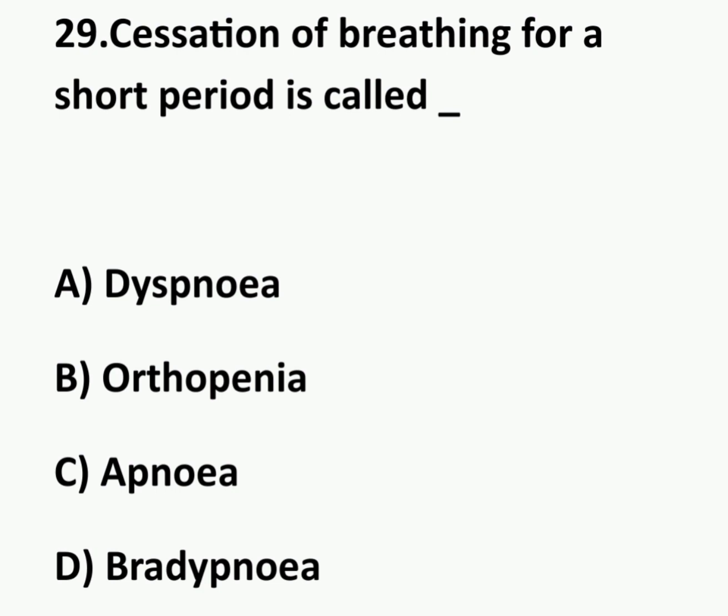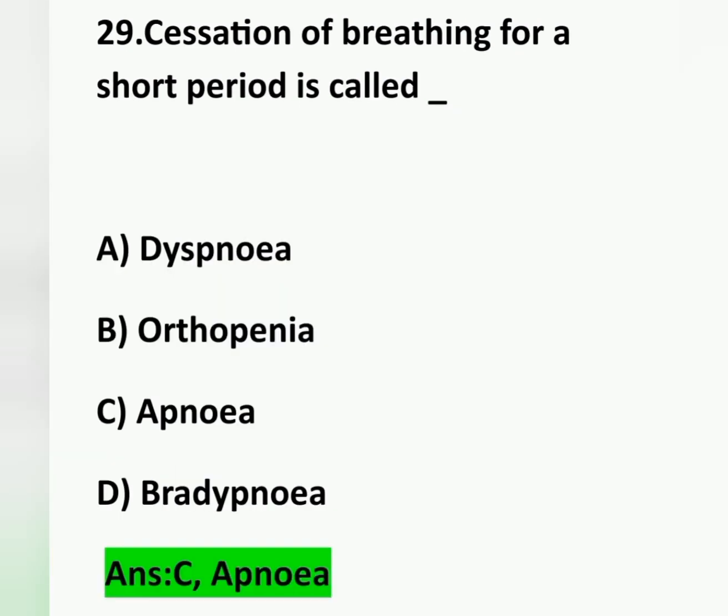Cessation of breathing for a short period is called. Options are option A, dyspnea. Option B, orthopnea. Option C, apnea. Option D, bradypnea. Cessation of breathing for a short period is known as apnea. Option C, apnea. The next question.